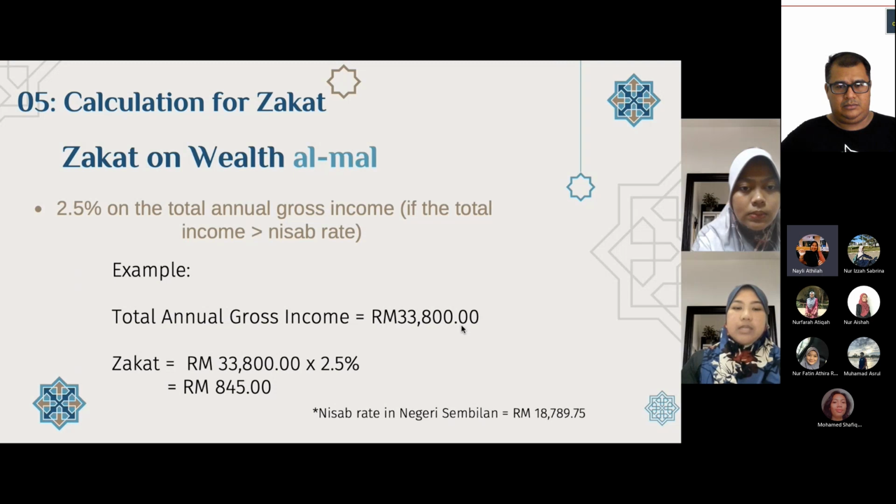To show you what I mean, the nisab rate in Negeri Sembilan is 18,789 ringgit 75 cents annually, and the total gross income for Mr. A is RM33,800. So the calculation would be RM33,800 multiplied with 2.5%, which is equivalent to RM845.